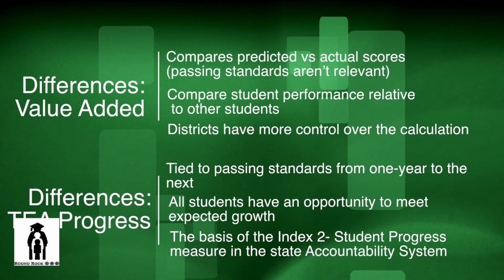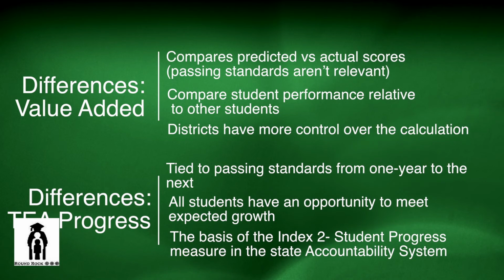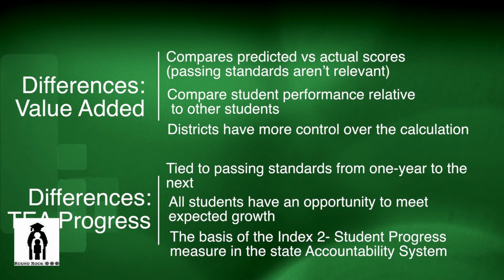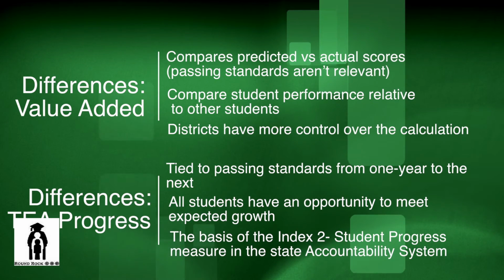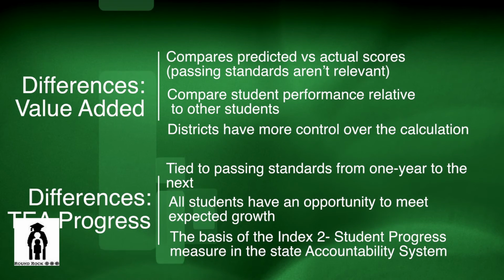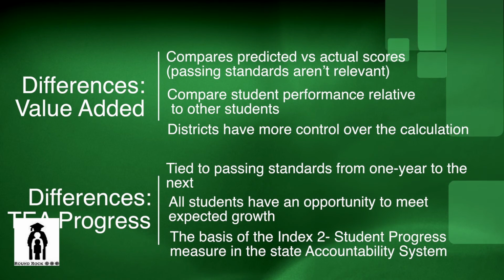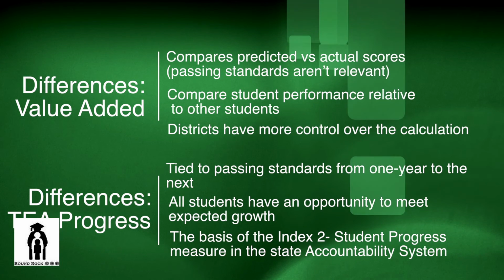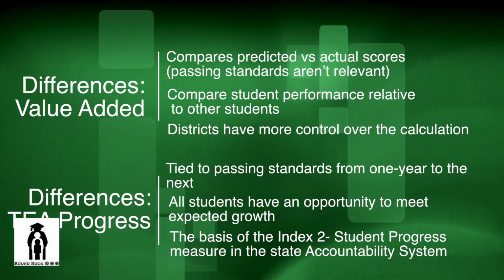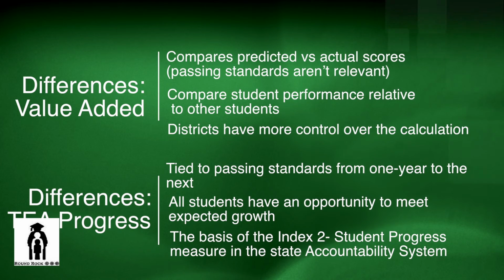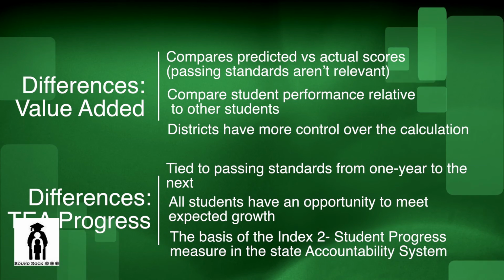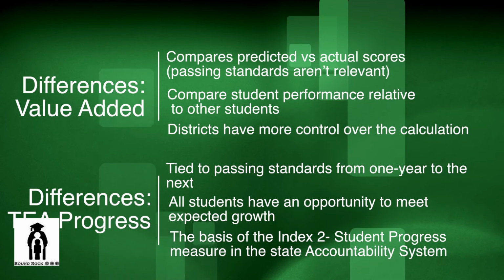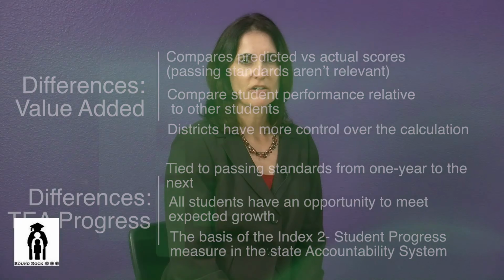With the STAR progress measure, all students have an opportunity to meet expected growth. Meeting progress is tied to point gains from year to year. It's not tied to the performance of other students. With value-added measures, districts have more control over the calculations, so they are useful for examining student progress in the context of a program evaluation or to calculate growth for performance pay. However, the STAR progress measure is an important part of the state accountability system. It is the basis of Index 2 student progress.